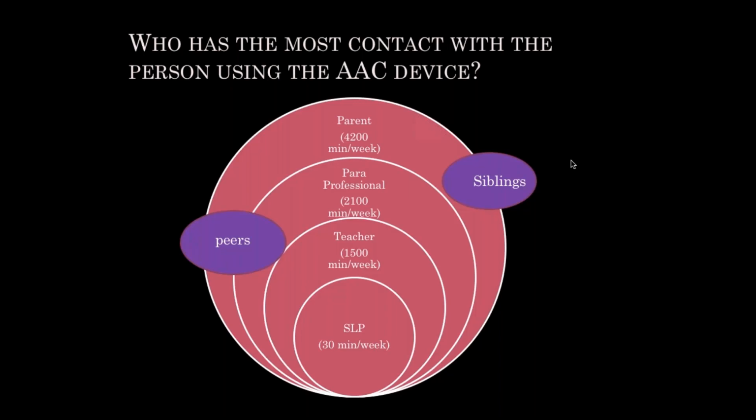And then you can see on the outer rings, there's the peers and the siblings. So really, those four groups, peers, parent, paraprofessional, and siblings, are spending the most quantity of time with that child. So if they don't understand what it is they're supposed to be doing, then we're basically giving up all this opportunity to model in front of them and exposing that child to more success.